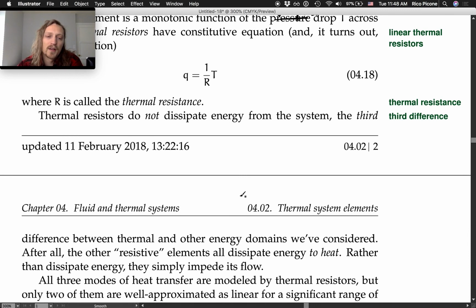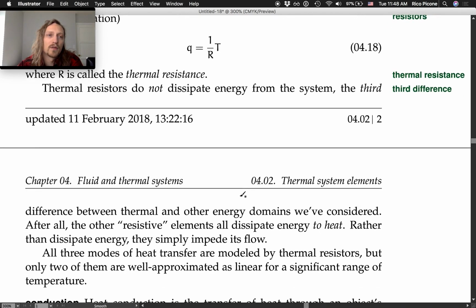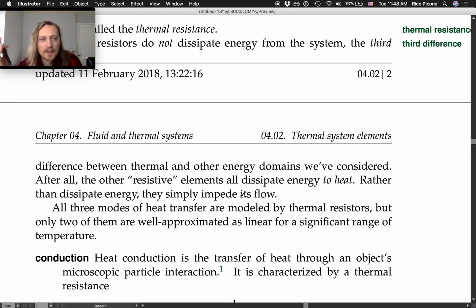Rather than dissipate energy, they simply impede its flow. In a thermal system, the energy doesn't have anywhere to go. It's already heat, so it doesn't really dissipate any energy from the system. It stays in the system. It just impedes the flow of heat.